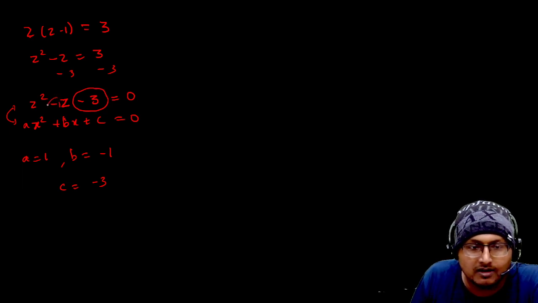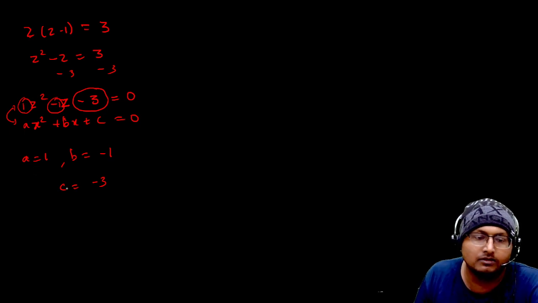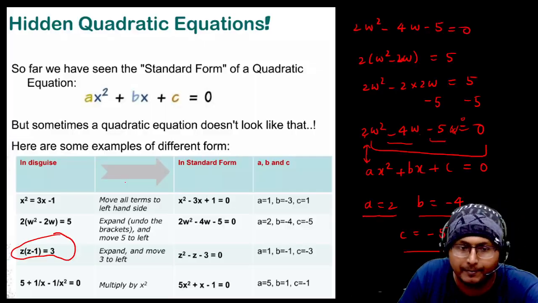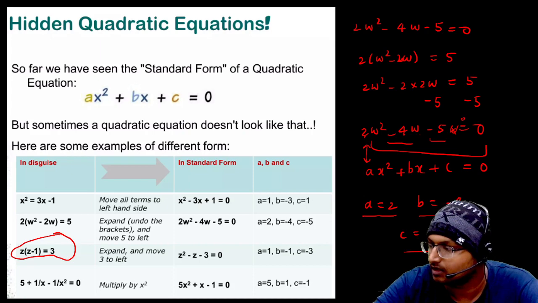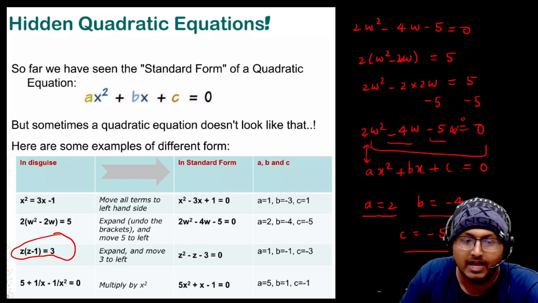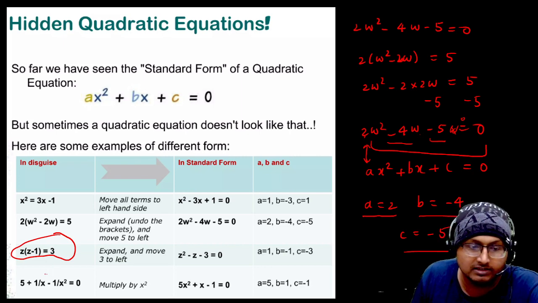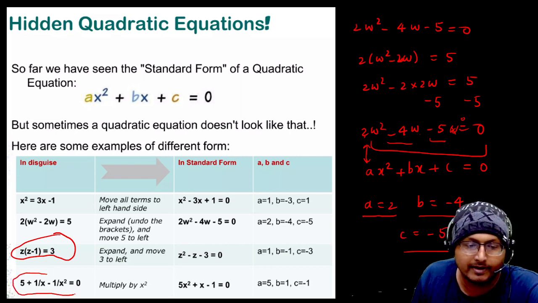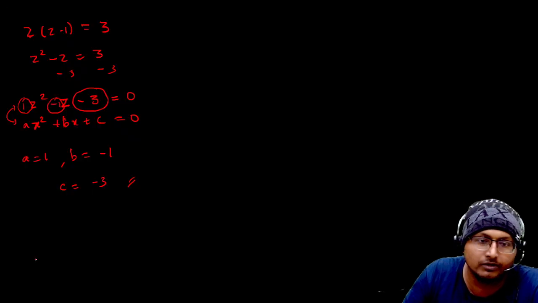This is minus 1 and this is 1. That's the thing. So this is how we have to compare the coefficients, right? Okay, that is all about the comparison, how to compare the coefficients. And one more difficult thing it is given. This one we will see: 5 plus 1 by x minus 1 by x square equal to 0. Okay, we'll see that one.